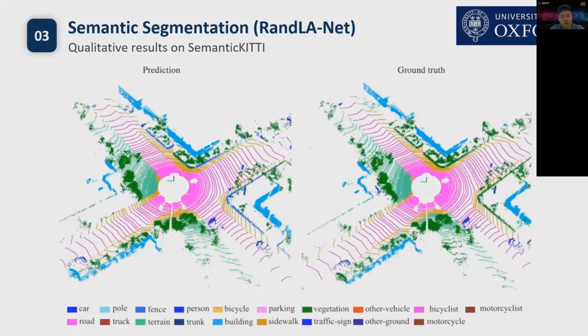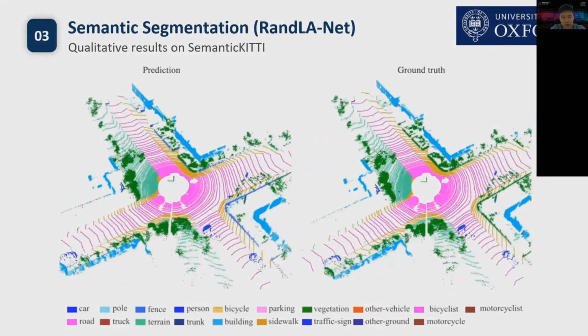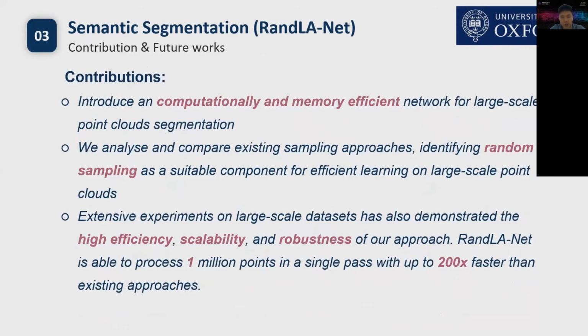So to summarize, the contribution of our work is that we introduce a computationally and memory efficient network for large-scale point cloud segmentation. And then we identify random sampling as a suitable component for efficient learning on large-scale point clouds. And finally, we conducted several experiments on large-scale point cloud datasets to demonstrate the high efficiency, scalability, and robustness of our approach.